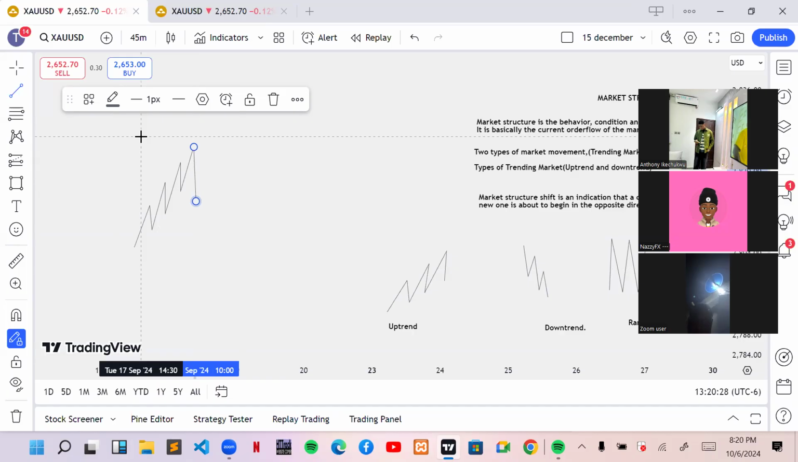The previous trend that the market was on could not be maintained. Now it's an indication that this is no longer an uptrend, but the market is now turning into a downtrend. So if you were taking buys previously and you witness a market structure shift, what you should be looking out for is now sells. This shift right here is an indication that the current uptrend is about to end and the new trend, which is a downtrend, is about to begin. So that's why I said it's an indication that the current trend is about to change and the new one is about to begin in the opposite direction.